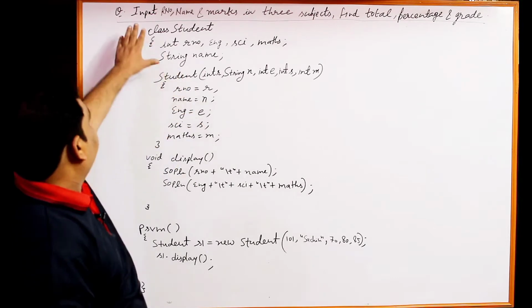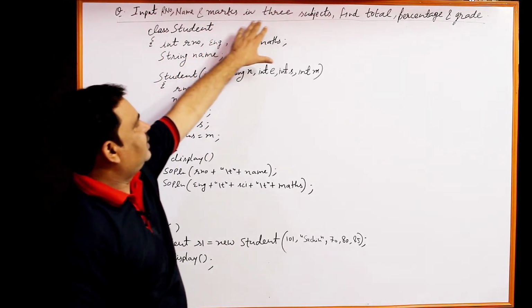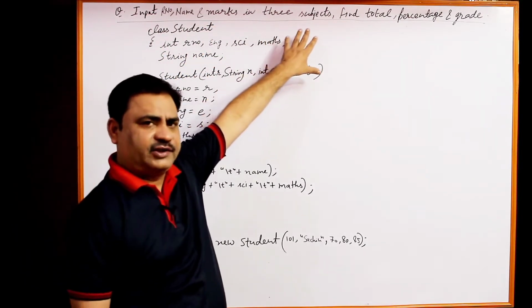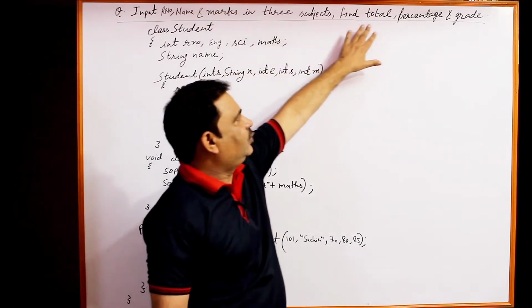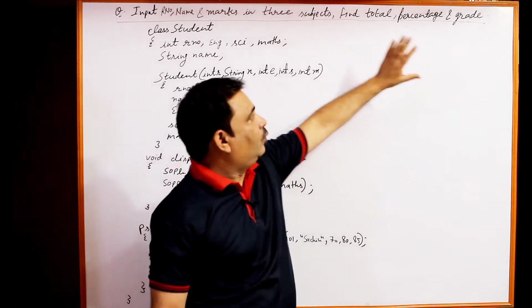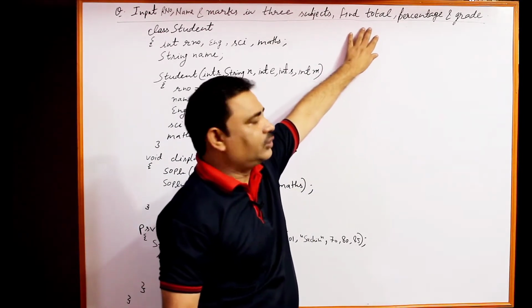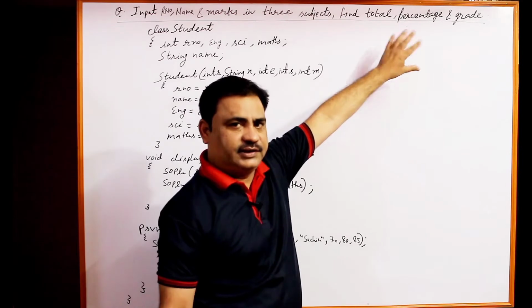See the question here, input roll number, name and marks in 3 subjects. We will take maximum marks in each subject as 100. In 3 subjects, we have to input the marks, find total, percentage and grade. So, one by one we will calculate. First of all, we will calculate the total, then percentage, then grade.